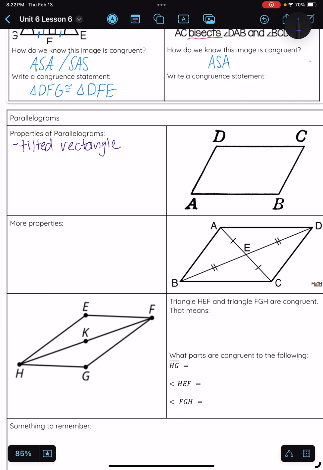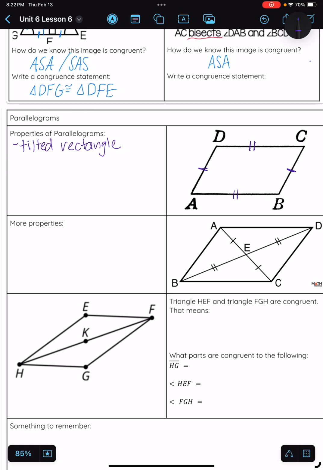So that means that this side and this side are congruent. Okay? But that also means the same thing for the top and the bottom. Those are also congruent. So DA and CB are all congruent. So the sides across from each other are congruent, which is the same as a rectangle.